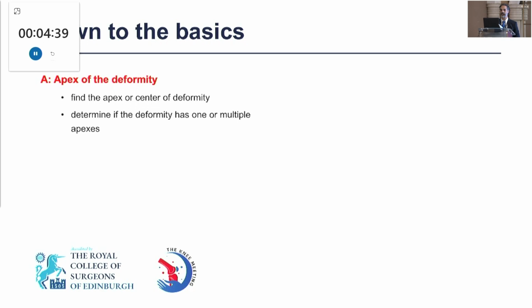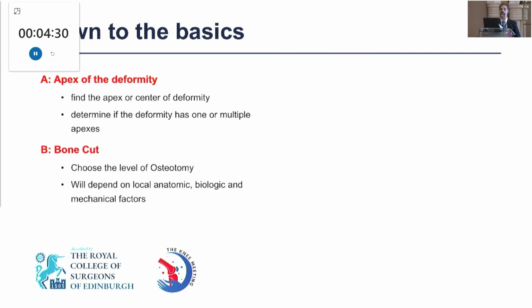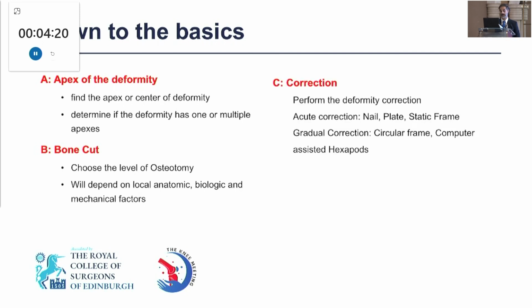Apex of the deformity, which is the center of the deformity. And you can have a couple even more apices. Bone cut will depend on where you've decided to cut the bone. And it'll also depend on how well that part of the bone is going to heal under various factors. Correction, you go ahead and correct it. There are various ways of doing it, nails, plates, frames. You can go for gradual correction like Hemant Sharma does, and computer-assisted ones.